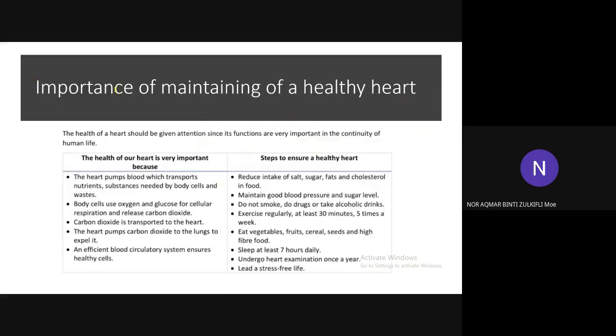Okay, so what is the importance of maintaining a healthy heart? You must know that the heart pumps blood which transports nutrients and substances needed for our body. And then of course body cells use oxygen and glucose and then release carbon dioxide. So it maintains healthy cells. So how do we make sure our heart is always healthy? We must reduce intake of salt, sugar, fats, okay, eat vegetables, fruit, cereals, and high fiber food, okay, lead a stress-free life, and so on.